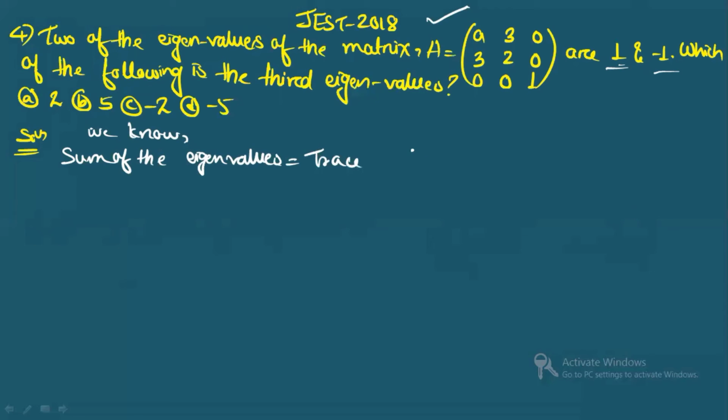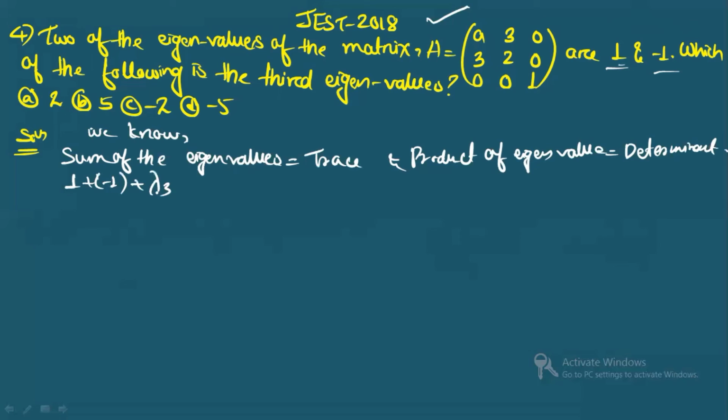the trace. And also we know the product of eigenvalues is the determinant. Product of eigenvalues is equal to the determinant. So the eigenvalues are 1 plus minus 1, plus lambda 3 I'm taking, equal to the trace. Trace is the sum of the diagonal elements, so it will be A plus 2 plus 1, right? So this 2 will get cancelled. You will get lambda 3 equals A plus 3. That means A equals lambda 3 minus 3. Write it as equation 1.